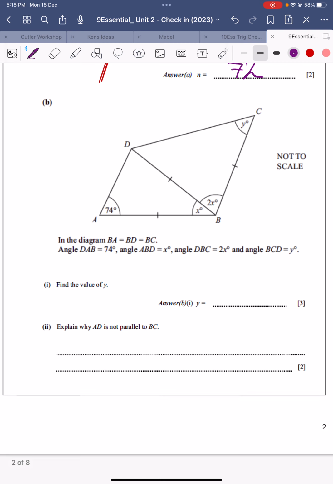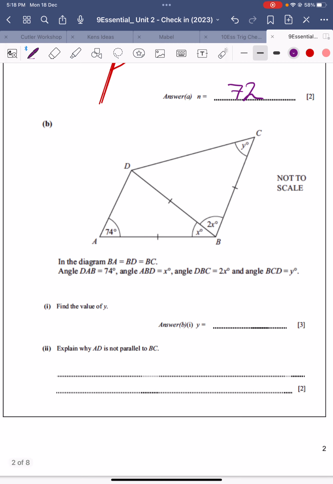And for part B here, we just make sure that we've got all the information from the words transcribed to the picture. So do we have BA? BA is here. Is it marked on that it equals BD, and that it equals BC? Yeah, they've been marked on, the lengths are the same. So that might help with some isosceles triangles, right?